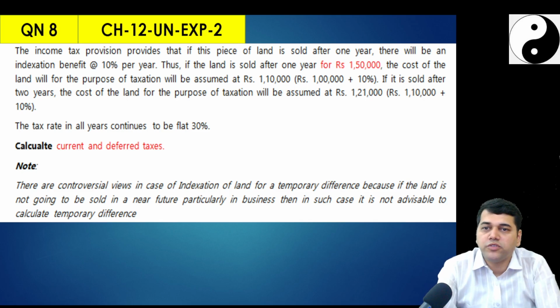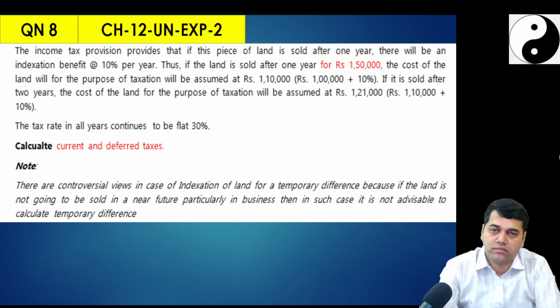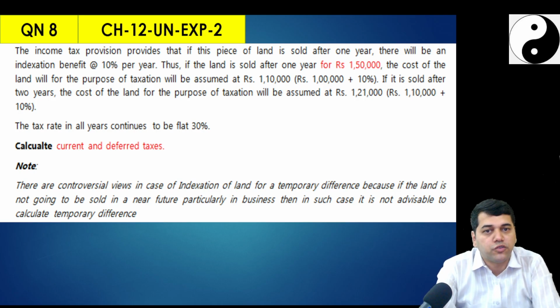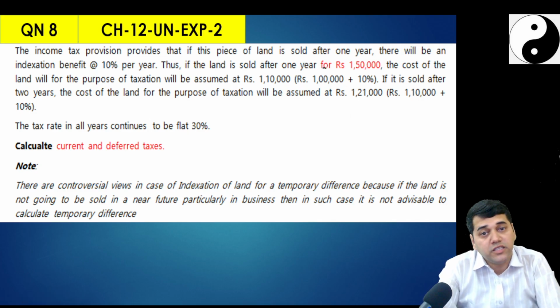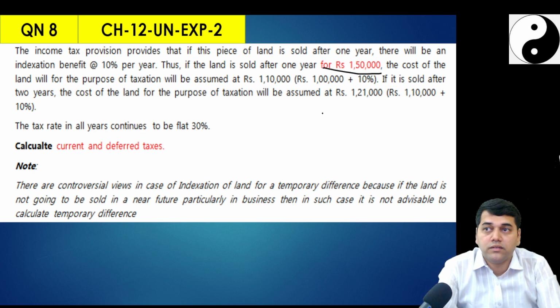The income tax provision provides that if the land is sold after 1 year, you get the indexation benefit of 10%. Thus, if the land is sold after 1 year for 1,50,000, so this they have removed from the study material. Previously, this was there. They have removed it now. Oh no, sir, now they have added, not removed.